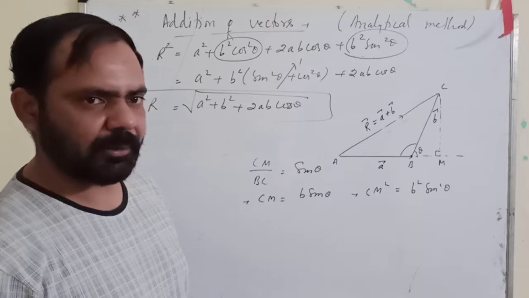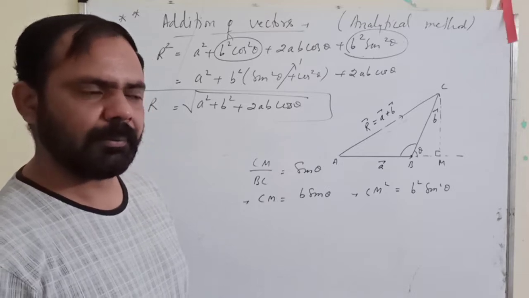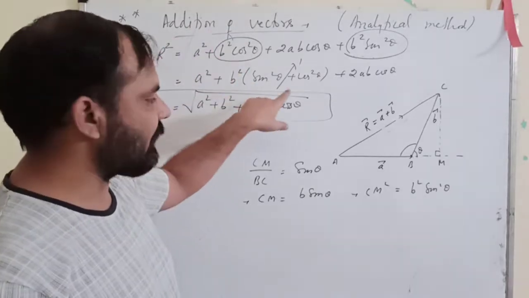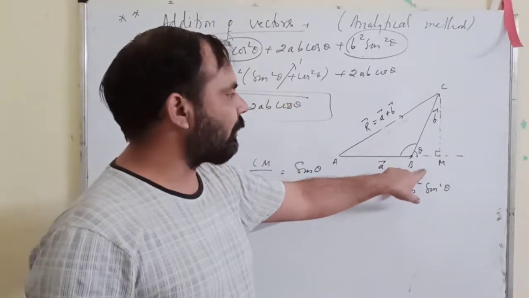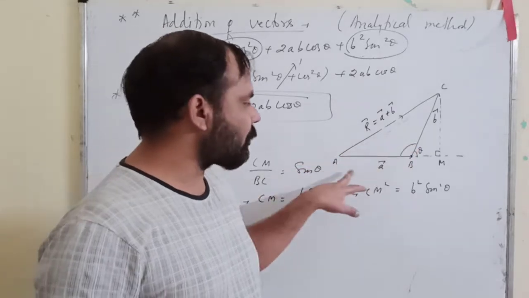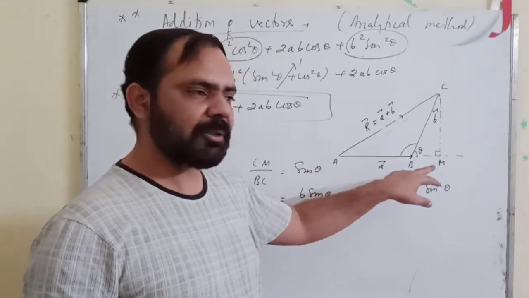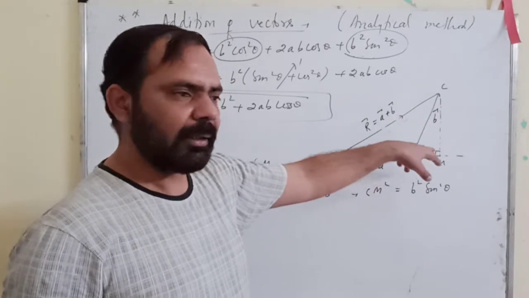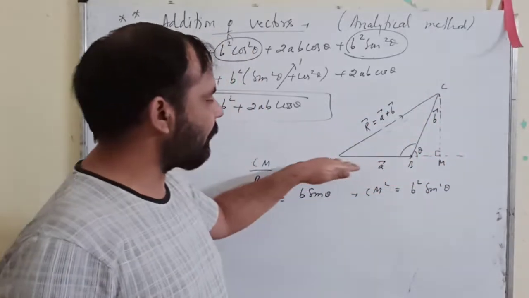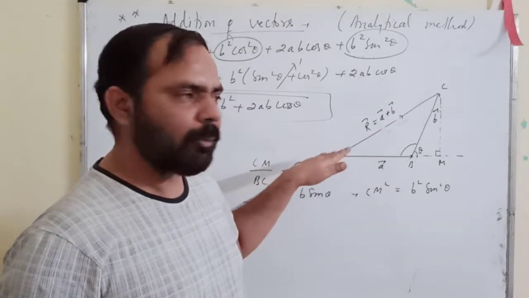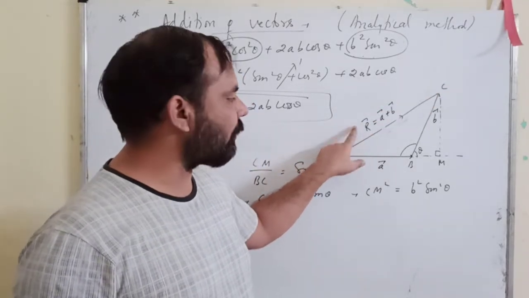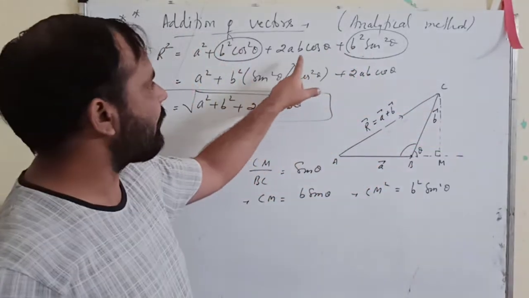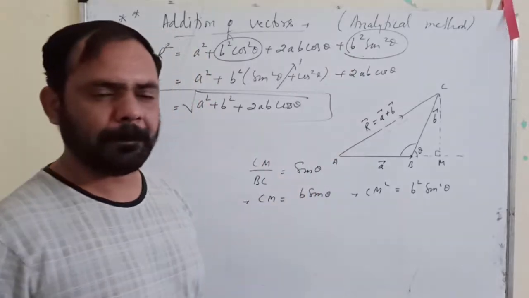In the beginning itself I wrote Cm equals B sine theta and Bm equals B cos theta. Then Am equals AB plus Bm, meaning A plus B cos theta is Am and B sine theta is Cm. Now use Pythagoras theorem: Cm square plus Am square equals AC square. What is AC? R. So R square equals A plus B cos theta whole square plus B square sine square theta. Okay?